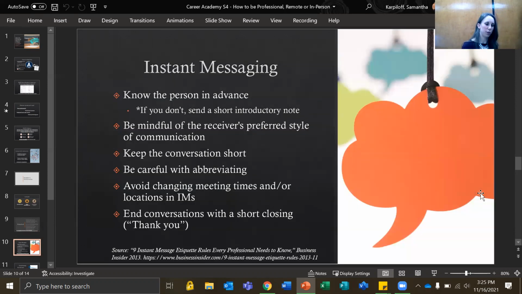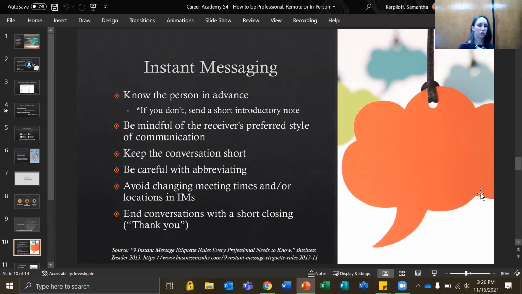Okay, moving on to instant messaging, which again is another way that you can practice professionalism in a virtual world. And this is becoming really common, I think, from the pandemic, but of course we had IMs before in various platforms like social media, and some of us were probably using Teams and Skype chat when that was still very popular. So here are a few things to keep in mind to make sure that you're using those platforms appropriately.